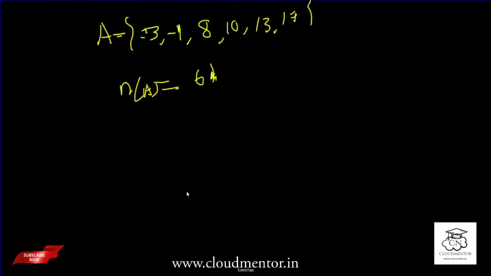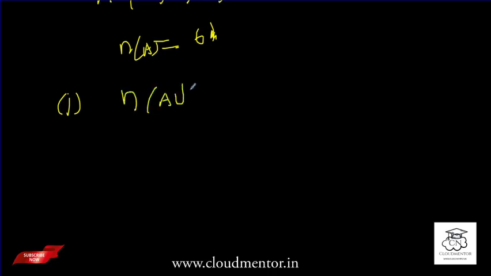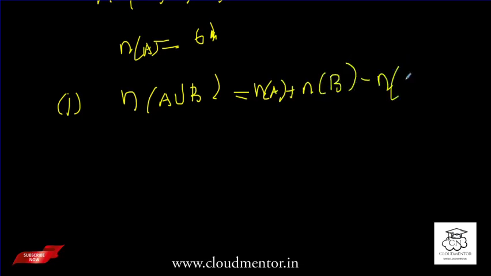And there are some properties which are useful for our problems. The first property: if A, B, and C are finite sets and U is the universal set, then n of A union B will be equal to n of A plus n of B minus n of A intersection B.